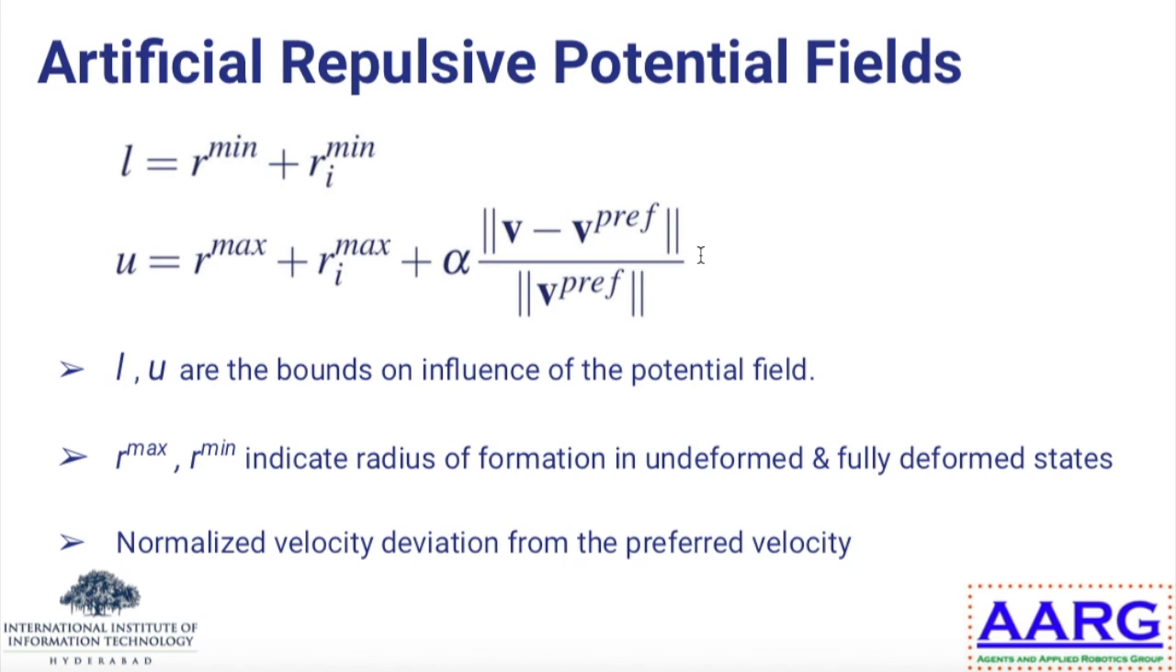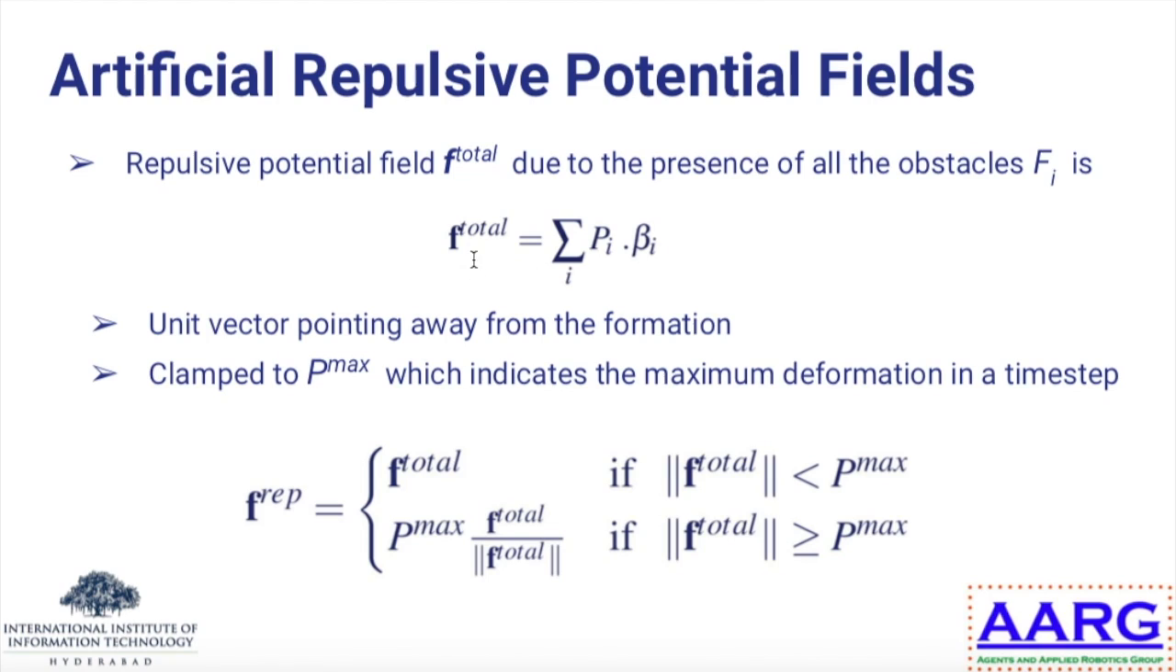So the total repulsive potential field acting on a formation due to all the obstacles is a vector sum of individual potential fields. Here Pi is the magnitude of the potential and beta is a unit vector pointing away from the formation. The total potential field is clamped to a value P max, which denotes the maximum deformation a payload can withstand in one time step. So this is specific to the payload being carried.